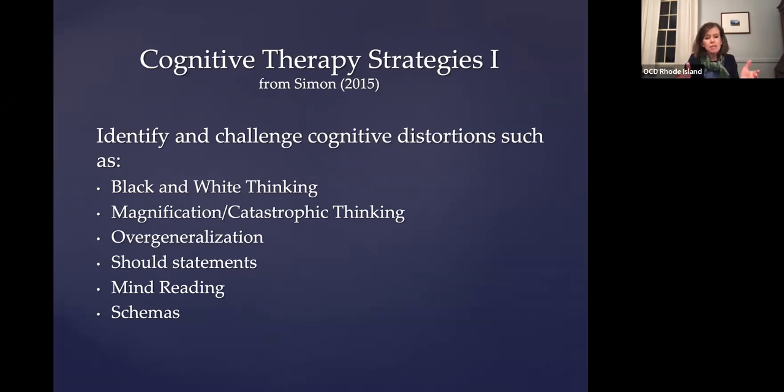And then schemas are the underlying central beliefs that we hold about ourselves or other people or the world. And so cognitive therapy can help people to identify their schemas. And so if your schema is that you can't count on other people, they never come through, then you want to examine that and see, is that true? Or is it that you actually just have trouble kind of delegating and tolerating people not doing things exactly the way that you would?